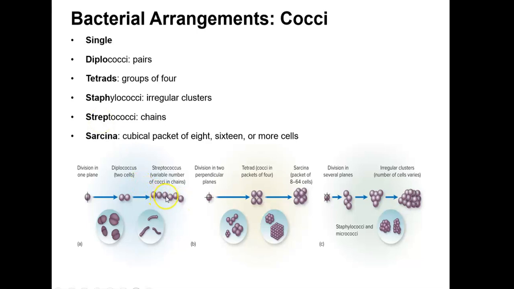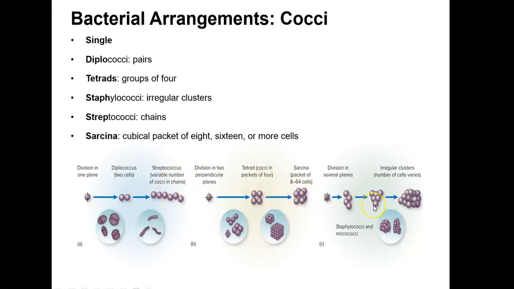So they can be kind of joined end to end, and this is what we would call a streptococci. So if you've heard of streptococcus, that's where the name comes from, the fact that we've got these spherical cells that are joined end to end.